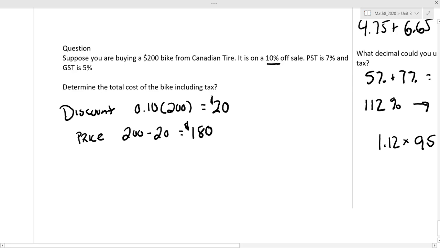All right, so now we need to add taxes onto this. And we can add taxes all in one step. Well, if there is 5% GST and 7% PST, that is 12%, right? And altogether, we're going to pay the price of the bike plus our tax. So we're going to pay 112% altogether, which is 1.12 as a decimal.